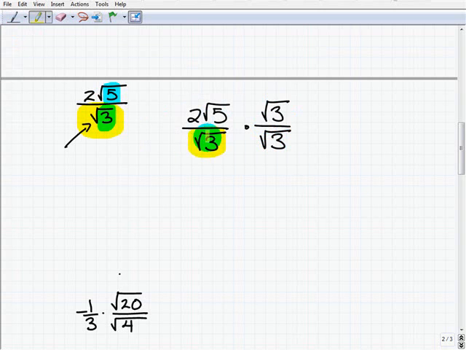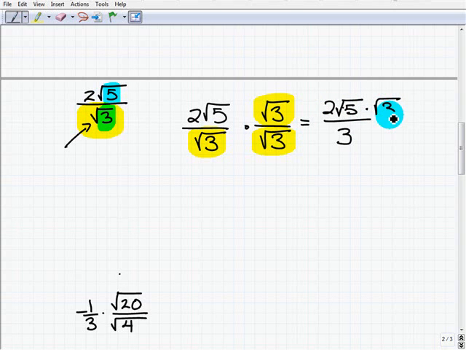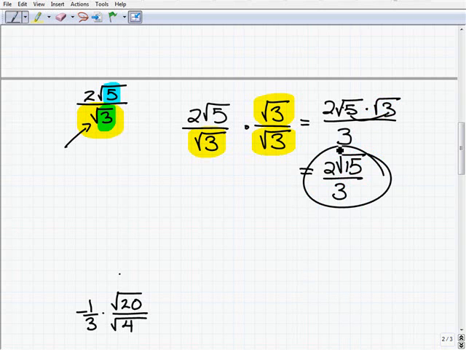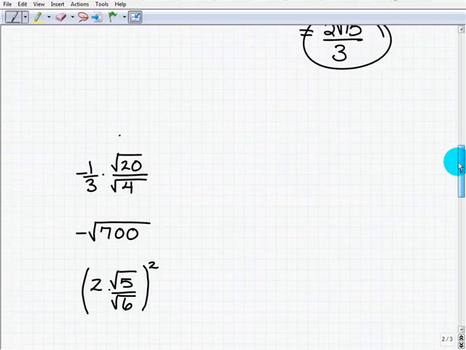We have a radical 3 here, so I'm going to multiply it by a radical 3, but because I'm multiplying the denominator by radical 3, I also have to multiply the numerator by radical 3. And anytime you multiply a radical by itself, the radical goes away, so it's simply 3. Now we're left with 2 times radical 5 times radical 3. That's going to be 2 times, here we simply multiply these numbers, the square root of 15 over 3. And there you go. All right, moving on.